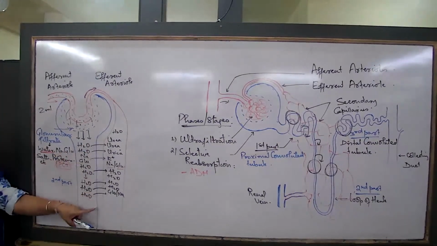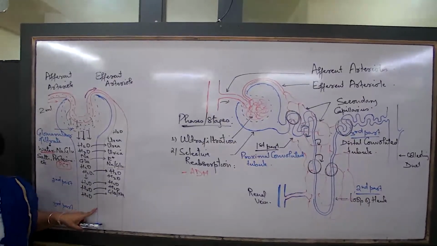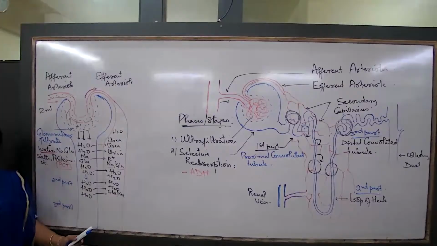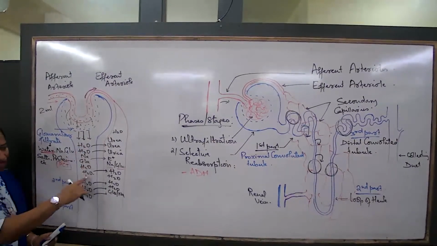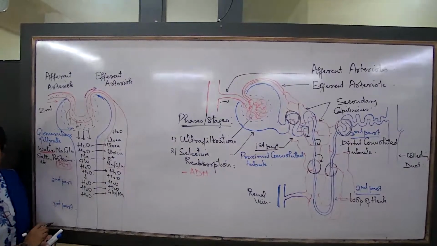What is this entire process known as? This entire process is known as selective reabsorption. What did I say? Selective reabsorption means what? The diffusion of essential substances from the tubule towards the blood.